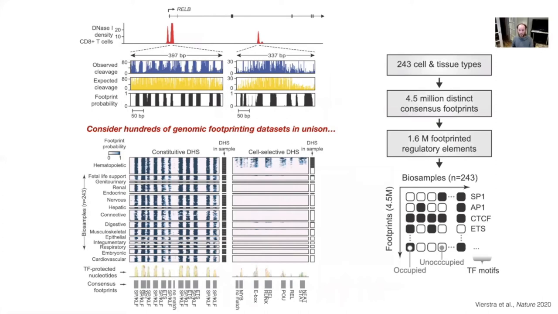And this collectively delineated approximately 4.6 million consensus footprints, so individual distinct footprints present in one or more cell types. And these footprints were populated within 1.6 million of the 3.3 million DHSs in the index. So slightly above 50% of the DHSs we discovered footprints in.